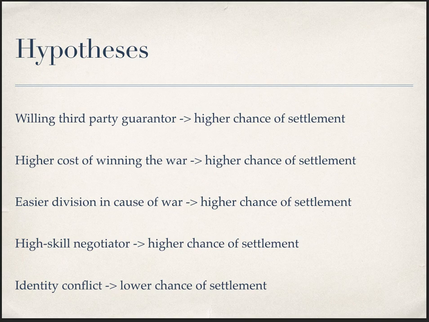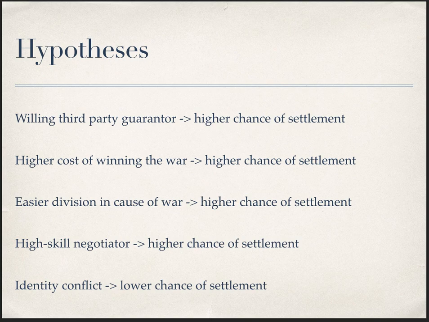If the problem with civil wars is that there are indivisible issues that cannot be negotiated, then what we should expect to see is that civil wars where there is a divisible outcome have a higher chance of settlement than those where it's obviously not divisible. If this is about the negotiation costs, if negotiation costs are simply too high to settle some civil wars, well then higher skilled negotiators should allow us to settle civil wars more often.